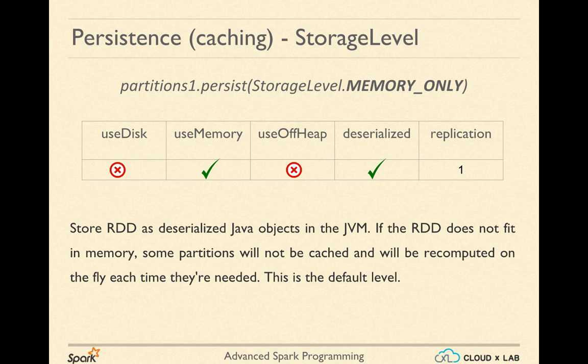It persists the RDD into the memory so that it does not get computed on every action in an application. It stores RDD as deserialized Java objects in JVM. If the RDD does not fit into the memory, some partitions will not be cached and will be recomputed on the fly each time they are needed. This is the default level.